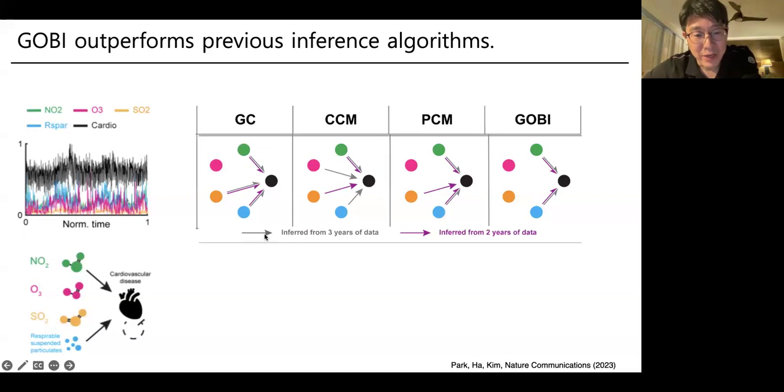And furthermore, please look at this. Here, the gray arrow is the result when we use the 3 years of time series data. The purple one is when we only use the first 2 years of data. The other methods' results change depending on the length of the data, but GOBI robustly infers the same regulation regardless of the data length.